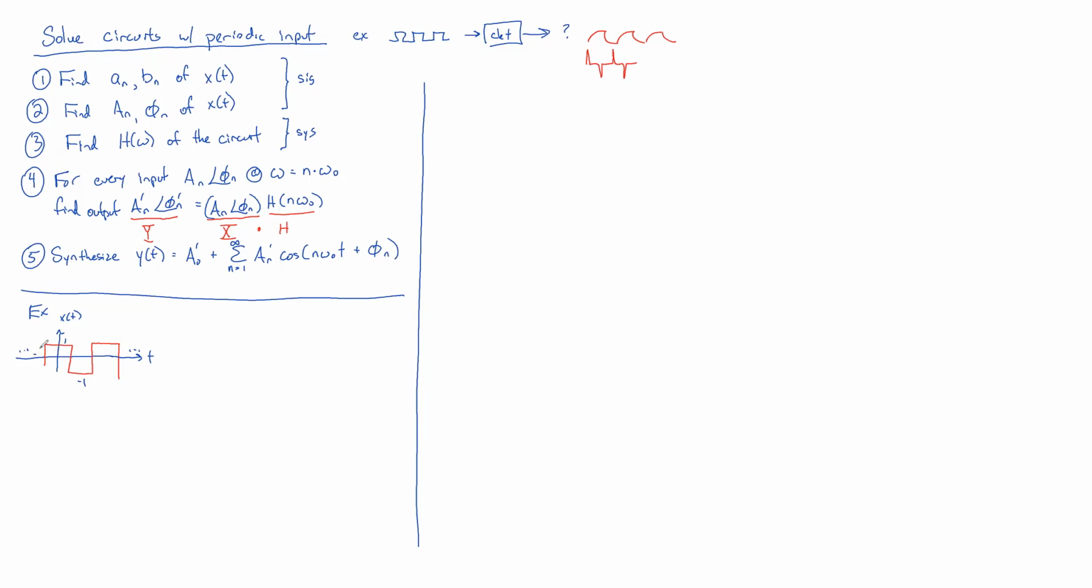So let's see, this will be -1/4. And this will be +1/4. And this will be 3/4. And this would be 5/4. So this is 1, and this is 1/2. And we're going to use that as a voltage input. So we're driving this circuit with a square wave.